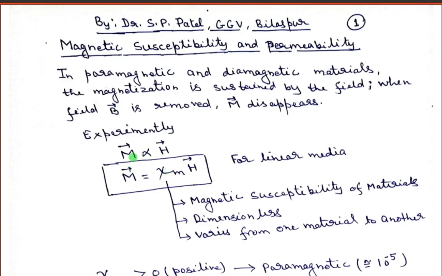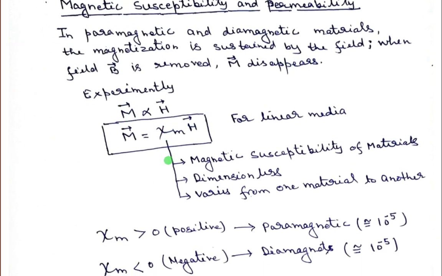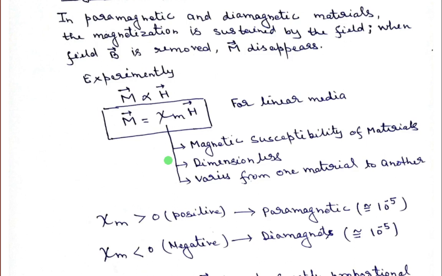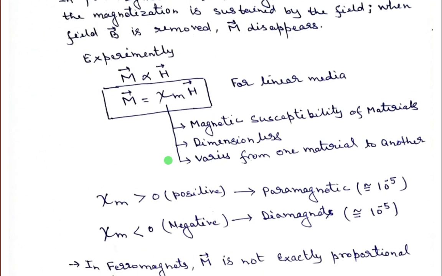The formula I have written, M is equal to chi m H, is valid for a linear medium, that is, for paramagnetic and diamagnetic materials. There is another class of material, known as ferromagnetic material. Those materials are not linear, so in that case this may not be valid. I am not going into the detail because I will discuss ferromagnetic material and the hysteresis loop in a separate lecture.